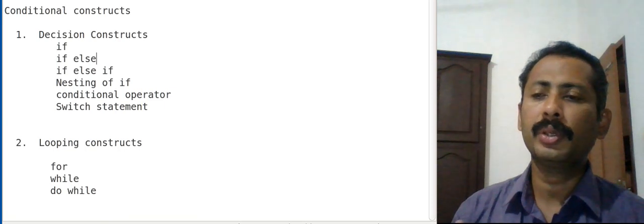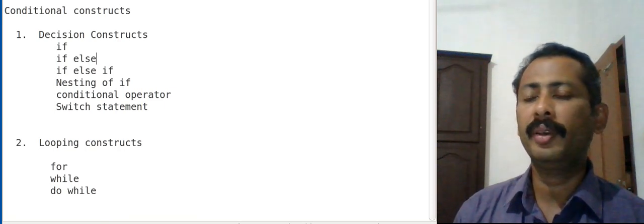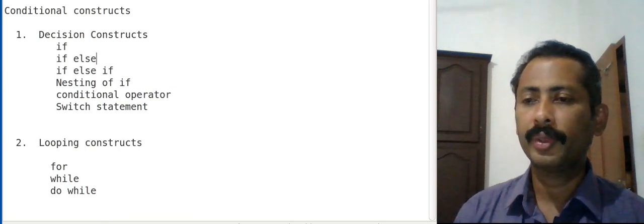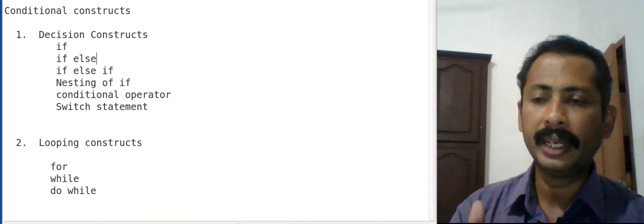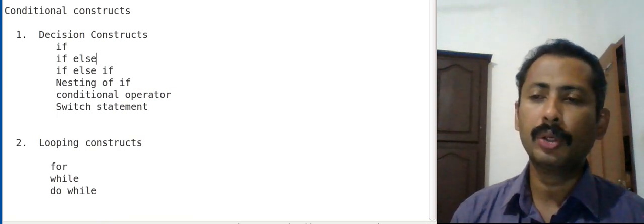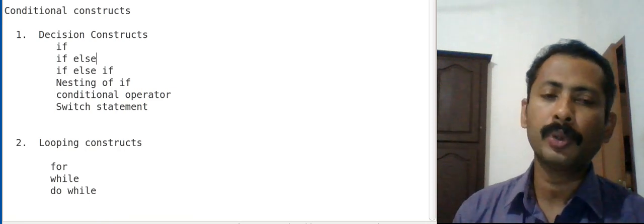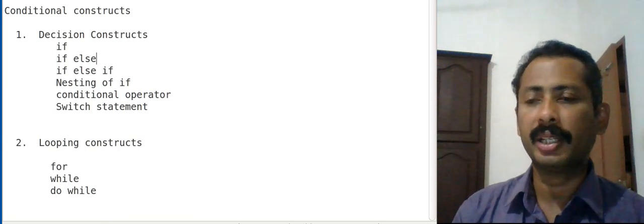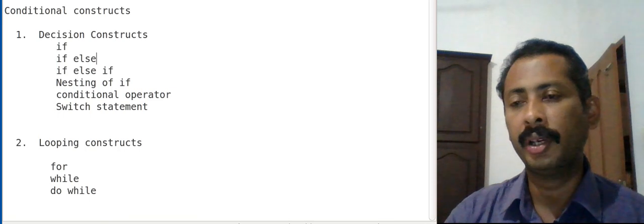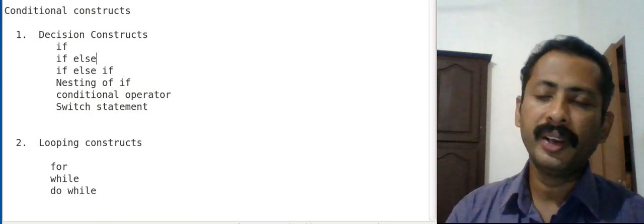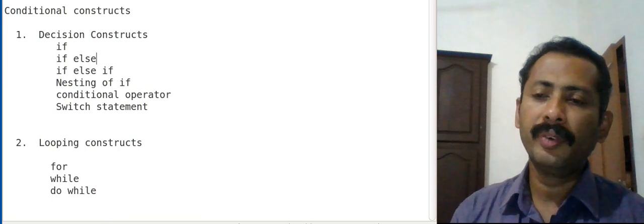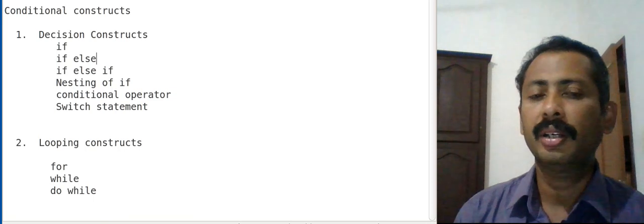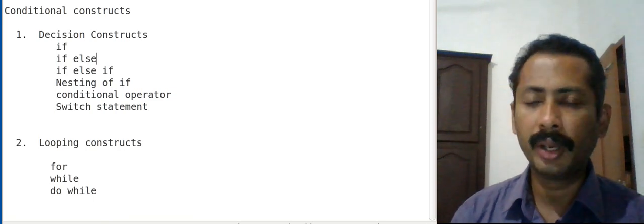Multiple conditions can be given using the if else if ladder. It contains multiple steps. If the first condition is true, then that is executed. If the condition is not true, it jumps to the else portion where we have given else if next condition, and that gets executed if the condition is true. So that is the if else if ladder. Then nesting of if means an if construct given inside another if construct.